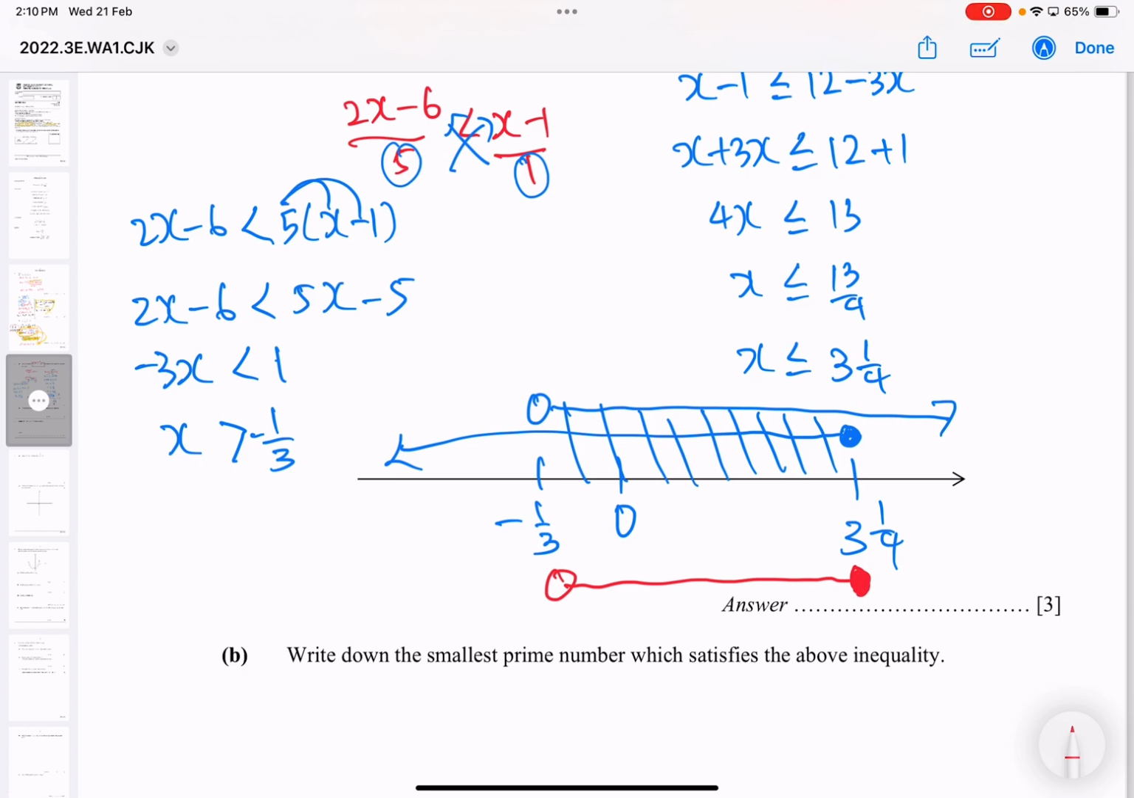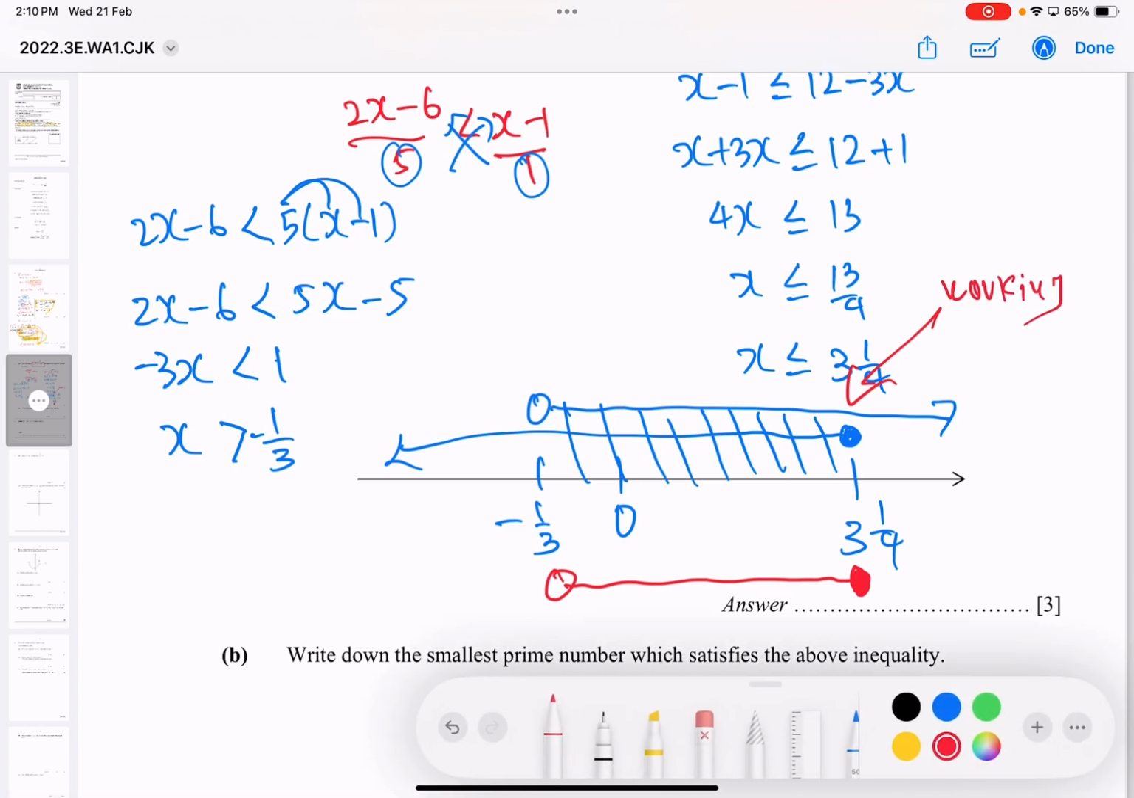Yes, you have to represent it like that. You have to represent it as the red one. This is just your working. This is your working. But please represent your answer like this.